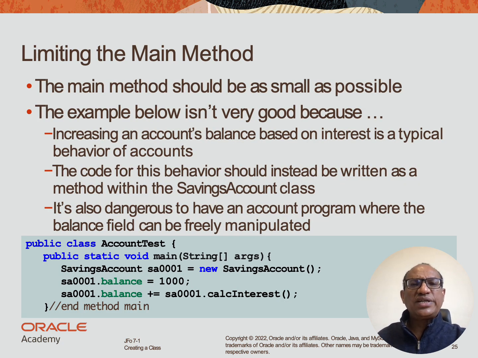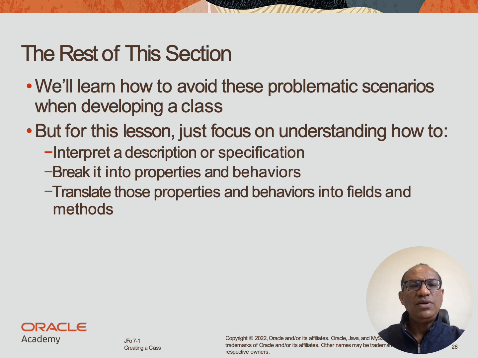Tip: don't cram logic into the main method. For example, SA0001.balance plus equals 1000, SA0001.balance plus equals SA.calcInterest(). This is okay, but ideally that logic should be inside a method like an applyMonthlyInterest method. It keeps your main method lean and your program easier to manage. We'll dig into better practices in upcoming lessons. For now, focus on this.